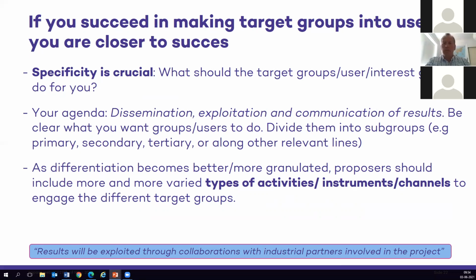You could also break them up into other lines, but bottom line is you need to differentiate, and when your differentiation becomes better and more granulated, then you should also include more varied types of activities, instruments, channels to engage the different target groups. My point here is that there's a very, very big difference in disseminating to your peers, or for instance, disseminating to caretaking relatives of fragile elderly people testing your new prototype of technology. So different target groups, different tactics.